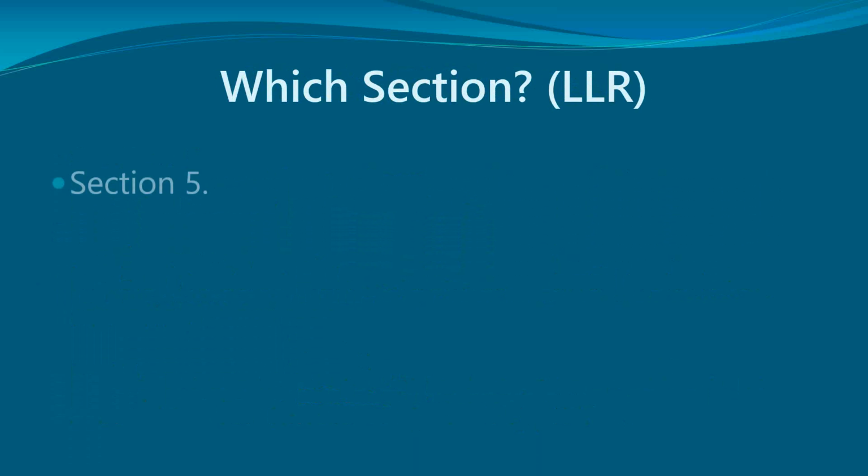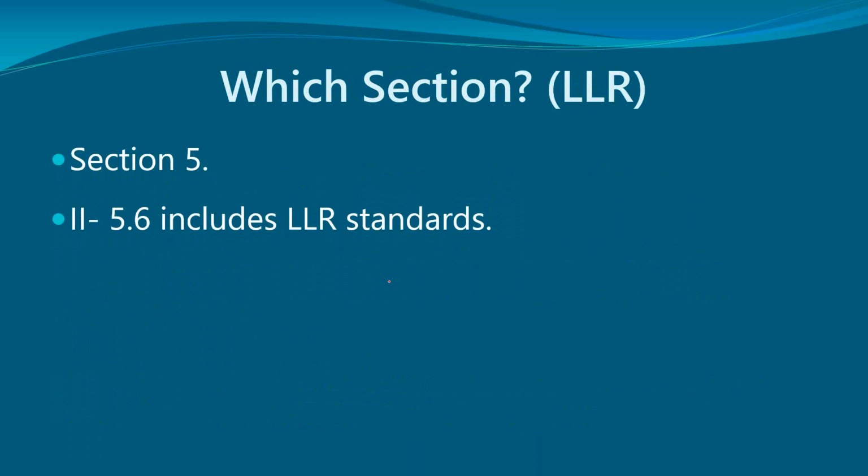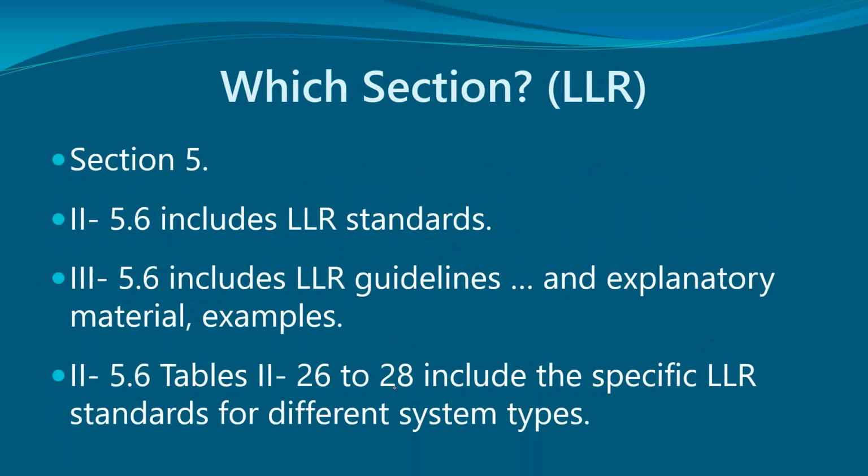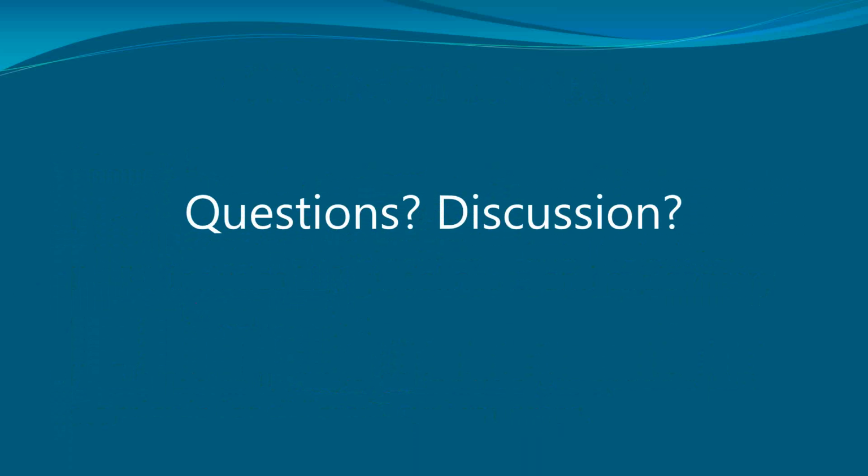LLR, linear loading rate, it's still in section 5 because it's a core planning standard. It's now section 5.6 instead of 5.5 was HLR, so 5.6 includes the standards. Volume 3, same section, includes the LLR guidelines, explanatory materials, and so on. And the actual tables in volume 2 are 26 to 28. So in my paper version, I have another sticky note there that's labeled LLR. Any questions or discussion on that bit? Probably not. That was fairly simple.